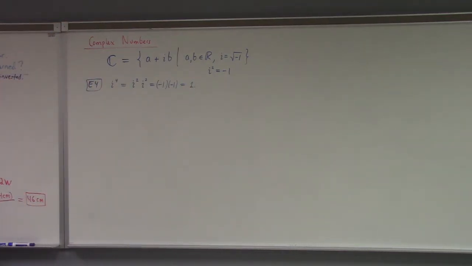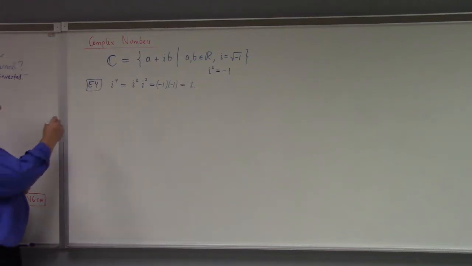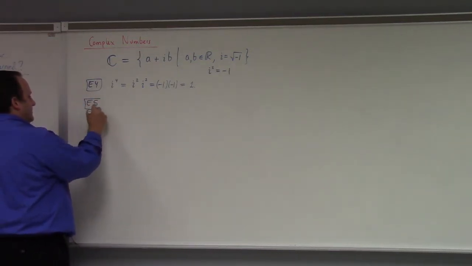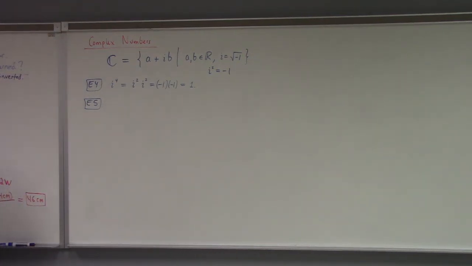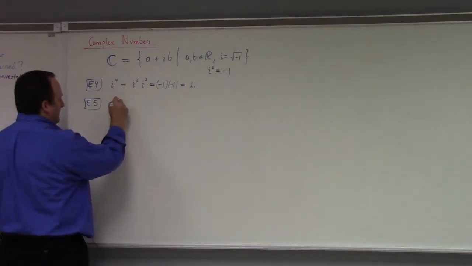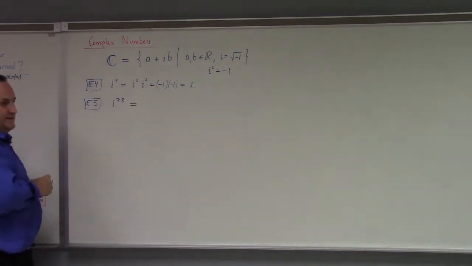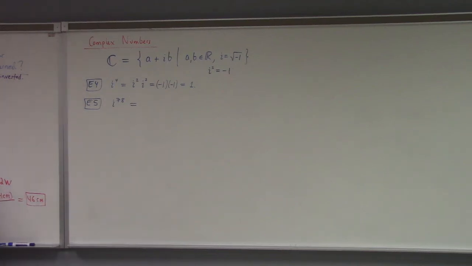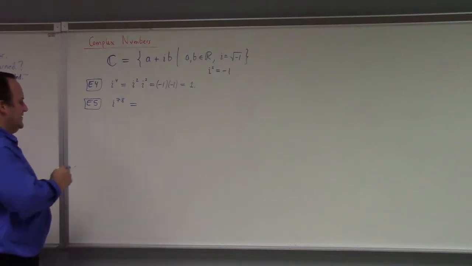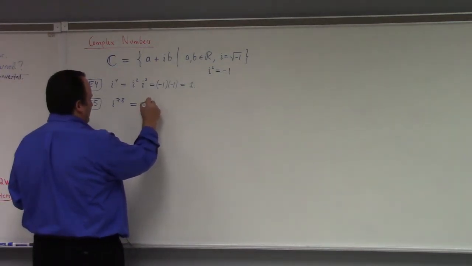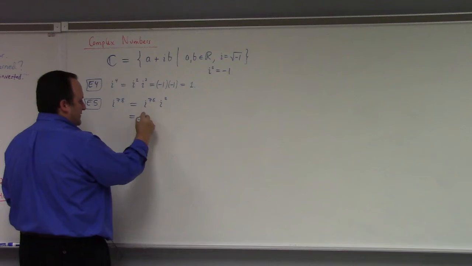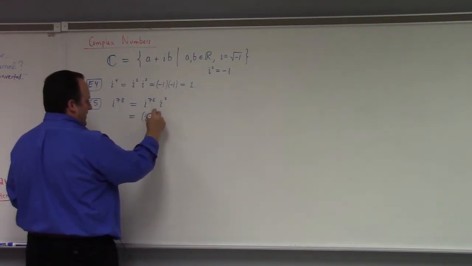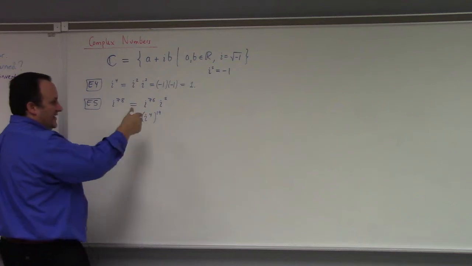How about, you give me any power you like, i to whatever. You pick the number. Too easy. Make it bigger. 78. i to the 78. I like it. Let's see. 78 is close to 76. 76, I want to say, is 19 times 4, isn't it? So this is i to the 76 times i squared, right? i to the 76 is i to the 4th raised to the 19th power. 4 times 19 is 76.